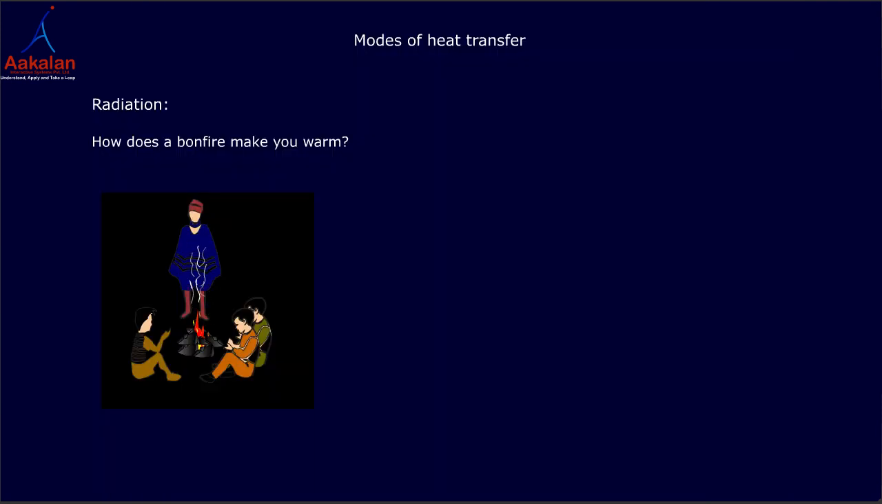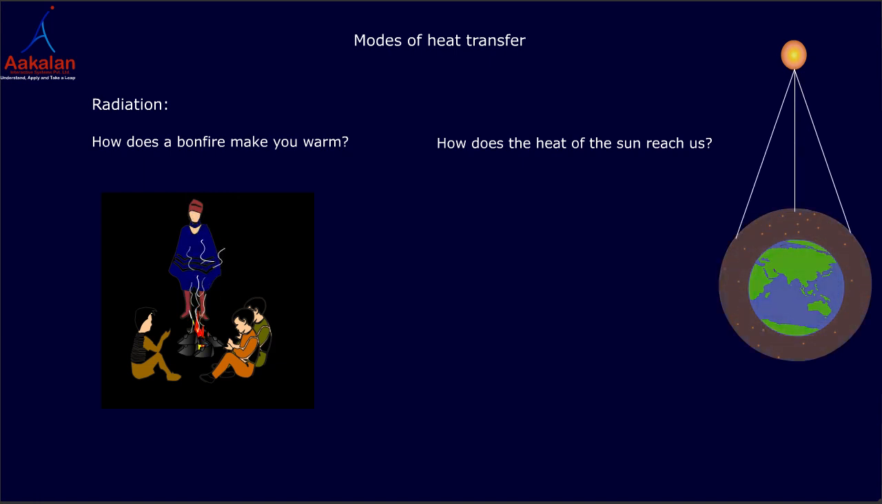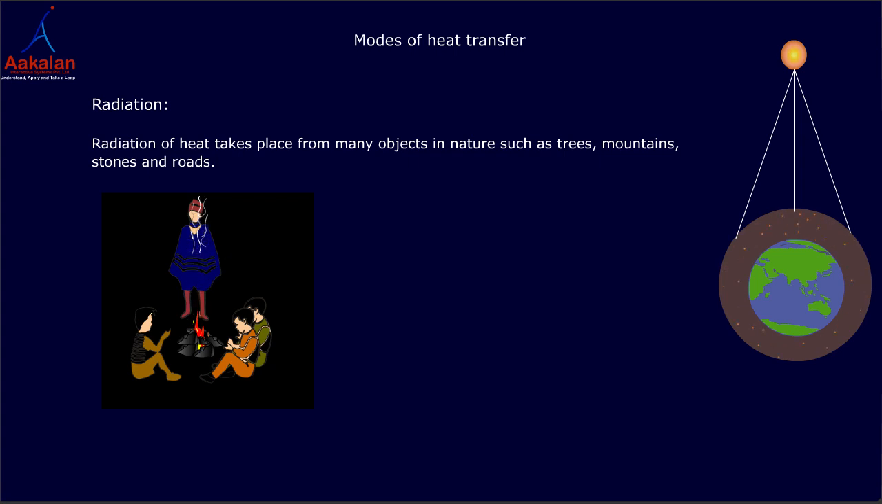How does a bonfire make you warm? The sun is millions of kilometers away from us. There is no air between the sun and the earth, and the earth's atmosphere is only a thin layer of air close to the earth. Then how does the heat of the sun reach us? This heat is transferred in the absence of any medium. The transfer of heat that takes place in this way without a medium is called radiation.